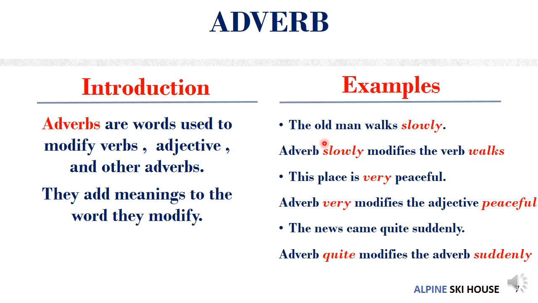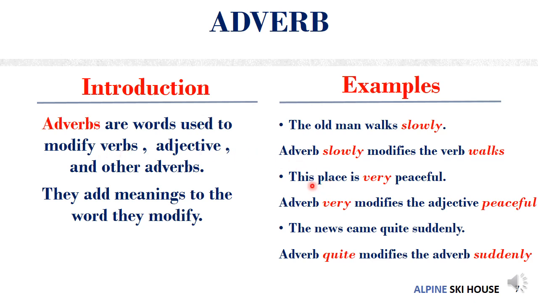First example is, the old man walks slowly. So the adverb slowly modifies the verb walks. So what is the old man doing? Walking. And how is he walking? Slowly. So here walking is a verb, that means action, and slowly is telling how he is walking. He is walking slow. So the first thing is done, an adverb modifies a verb.